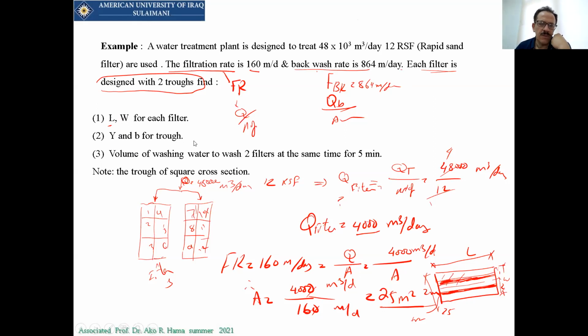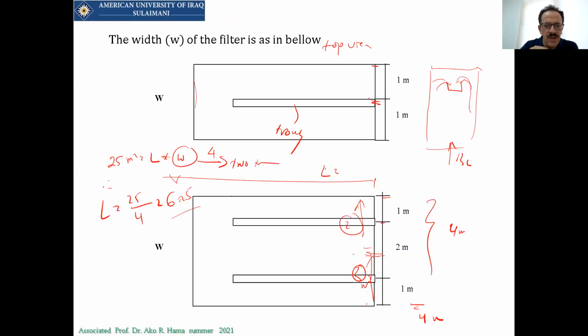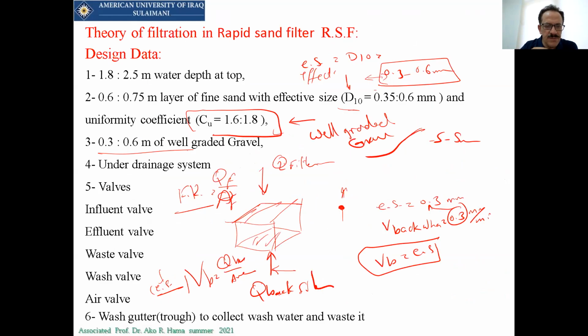Part 2 and part 3 we will solve in the next lecture. Part 2 actually asks us about the dimension of that trough. We said we have two troughs. So b is the base of the trough, and y is the depth of the trough. Now, how much should it be? We have one equation that will govern y and b, which is here.